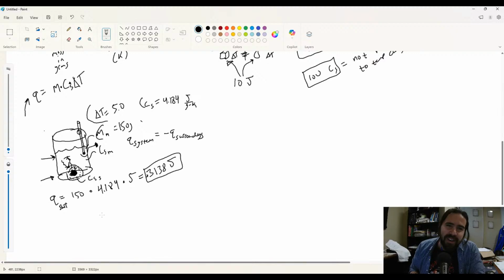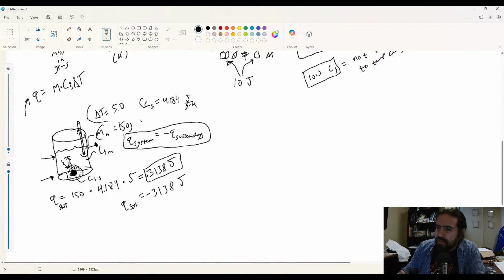Now that has to be coming from somewhere. And if you recall, the Q of the system is equal to the minus Q of the surroundings. So in order to figure out what the change of enthalpy for the system is, all I have to do is switch the sign. So if Q of the surroundings is 3138, then Q of the system is the exact same number, but with a different sign, minus 3138. So this system is releasing energy. Why? Because it has a minus Q. That means it's releasing energy in the form of heat transfer, and that amount is 3138.